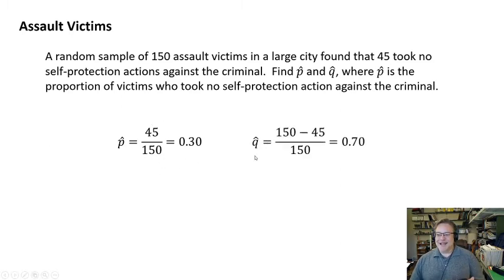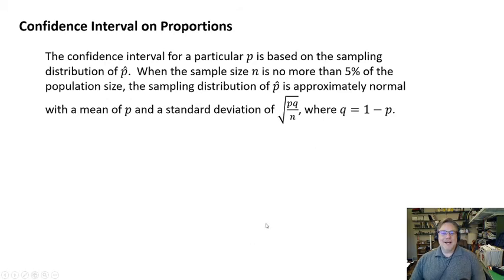And we can estimate q hat by taking the number of people who did take self-protection action against the criminal, and dividing that by the total number of assault victims, and we get q hat. So this is kind of the opposite of p hat, isn't it? And we can calculate it this way, or we could have just subtracted p hat from 1 to get our answer. All right, so that's how we calculate p hat. That's how we calculate our estimate of the population proportion. That's how we calculate our sample proportion.